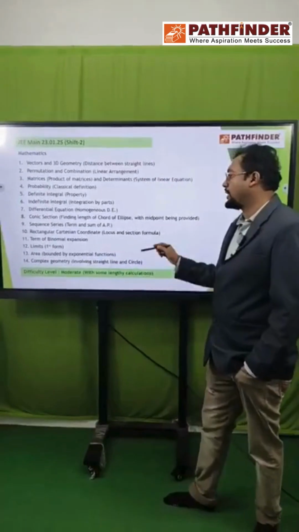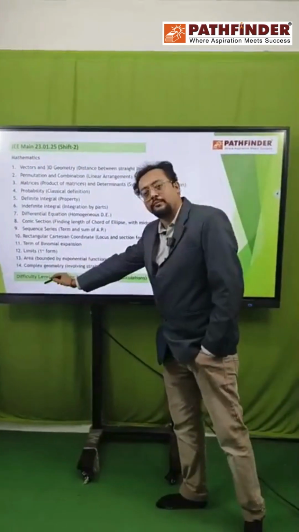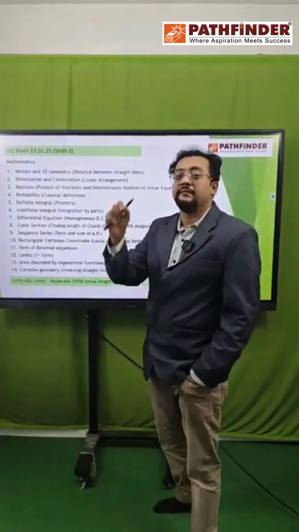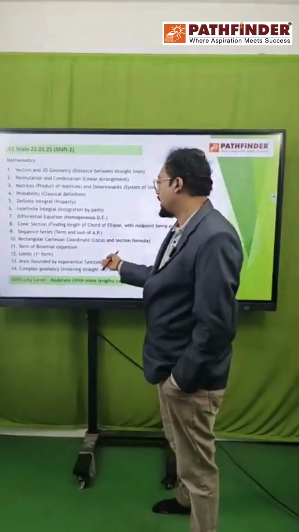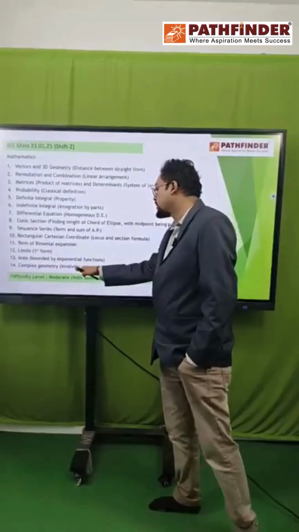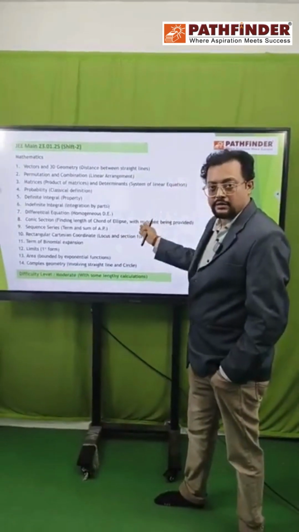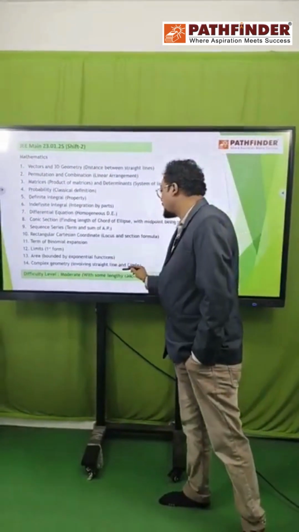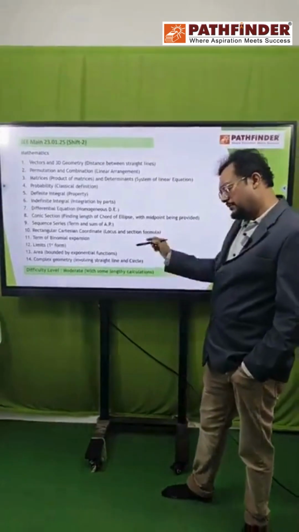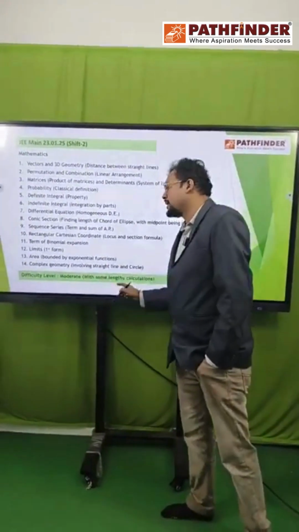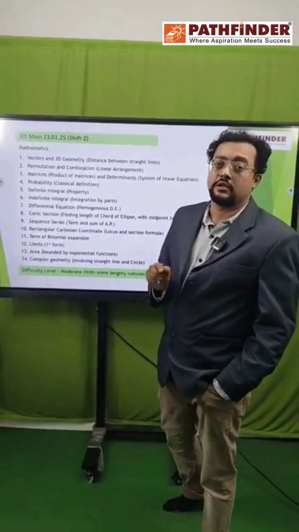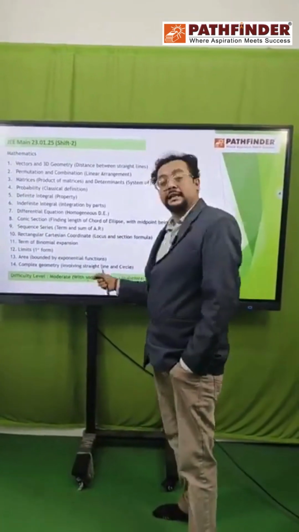Question number 14, as they told, again on complex geometry. From complex numbers, maximum number of times they are giving complex geometry involving a straight line, as you already know, the equation of a straight line, and a circle. Difficulty level they told moderate, but few of the students told me, sir, the calculation was very lengthy.